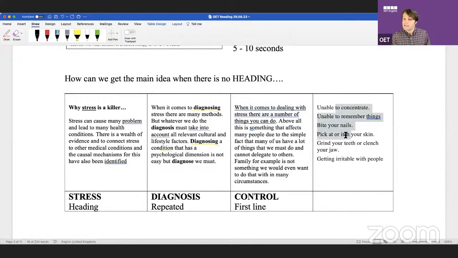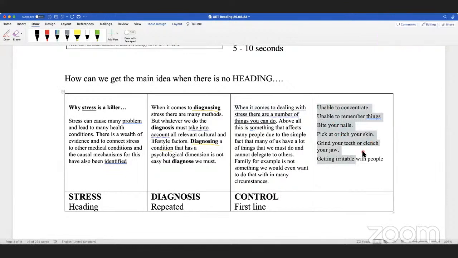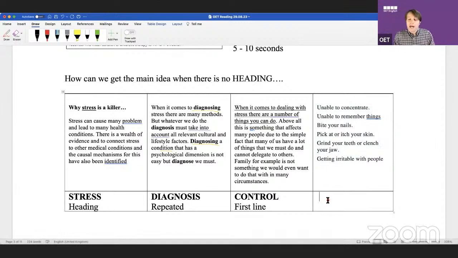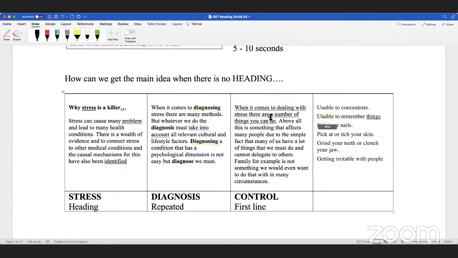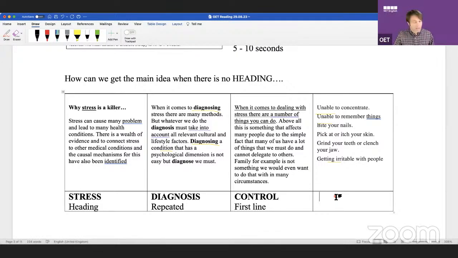What's the main idea of this? Sarah, Sapna, Rosa, what's the main idea? Symptoms. So Michelle, how did you get the main idea? Because there's no repeated words, there's no first line, there's no heading. Because unable to concentrate, remember things, bite your nails, they are signs and symptoms. What do we call this, guys? Thematic words.